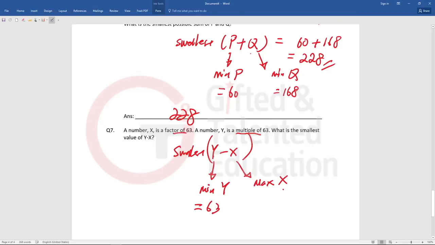And we know that x is a factor of 63, which means that x should not exceed 63. So the maximum possible value of x would also be 63. Therefore, the smallest value of y minus x would be 63 minus 63, giving us 0.